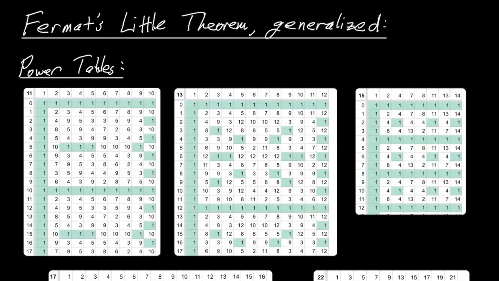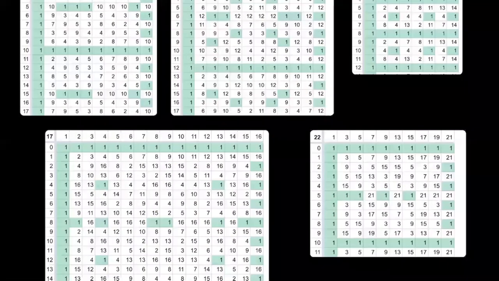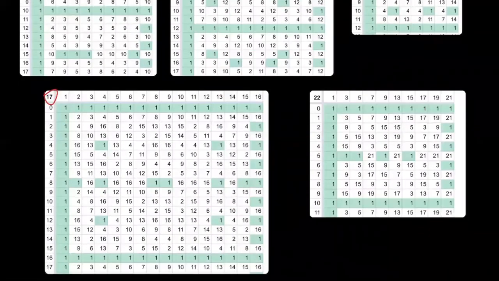Okay, so I've put a bunch of data on this page. And what it is, they're power tables. So these are mods right here. This is mod 11, mod 13, mod 15. Further down is mod 17, mod 22.